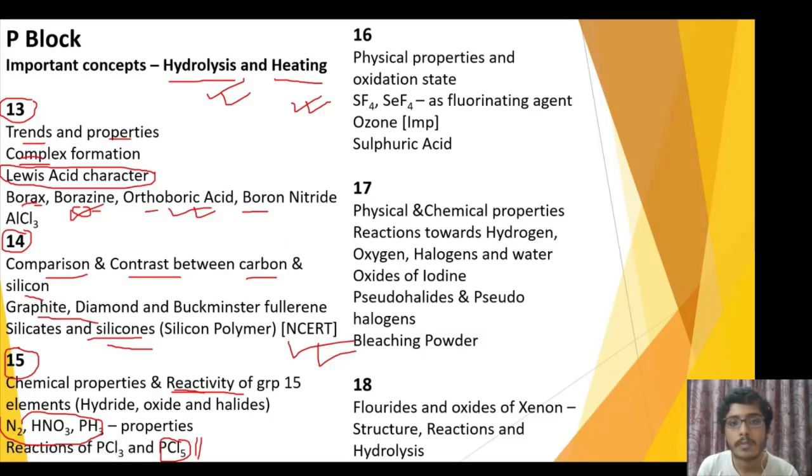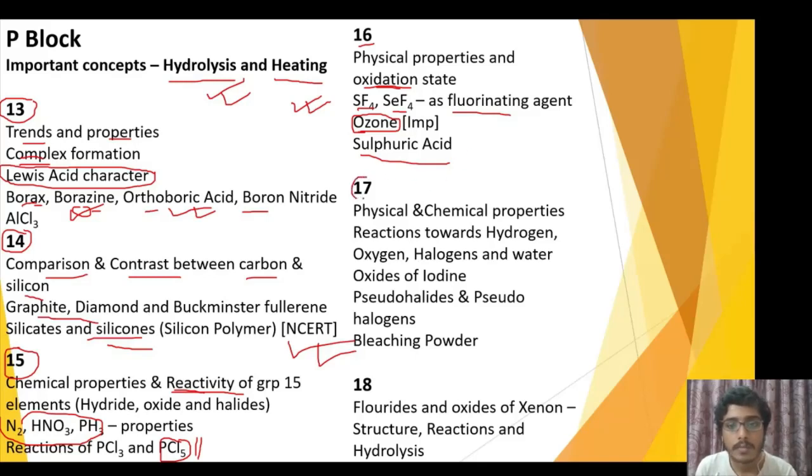Right, next if we move to group 16, here the physical properties and oxidation state are important. SF4 and SeF4, how they act as fluorinating agents, and their structure, is important. Ozone is very important, given in NCERT: the reactions of ozone, and even some of the properties are important. Next is sulfuric acid. For sulfuric acid, preparation is very important, and the reactions of sulfuric acid. If you go through NCERT, you will find the reactions of sulfuric acid with various compounds and elements. All of them are important from the point of view of WBJEE.